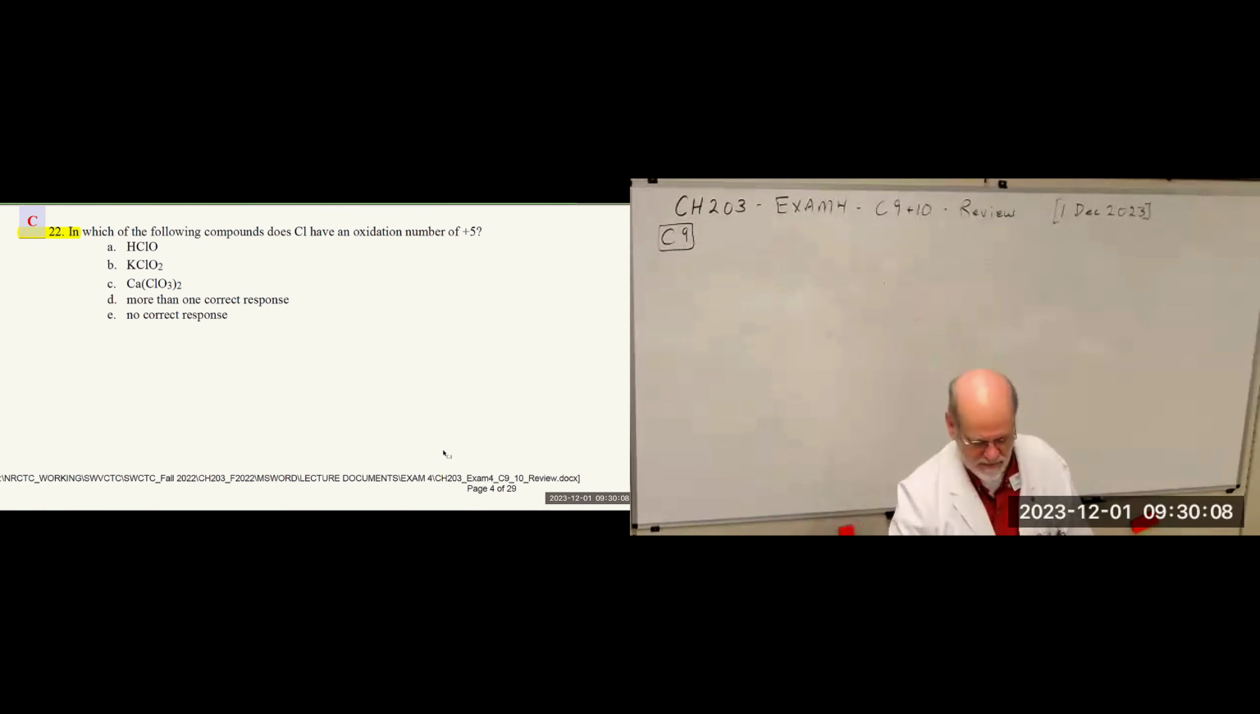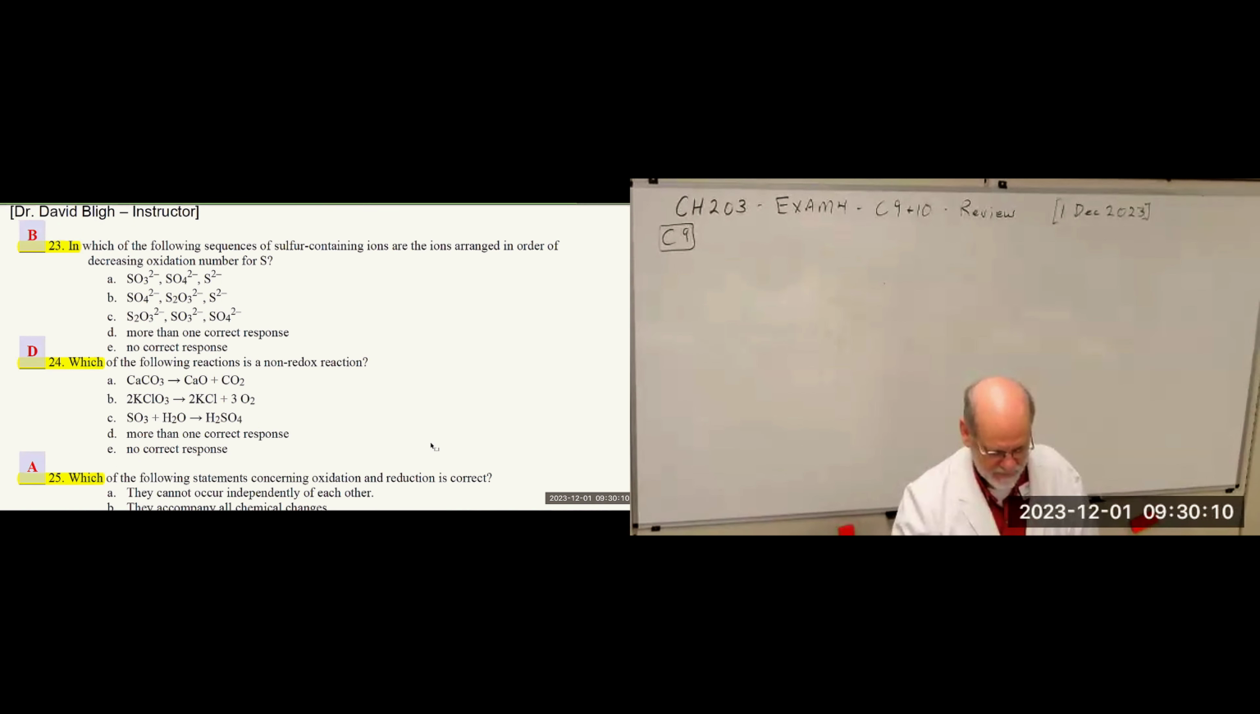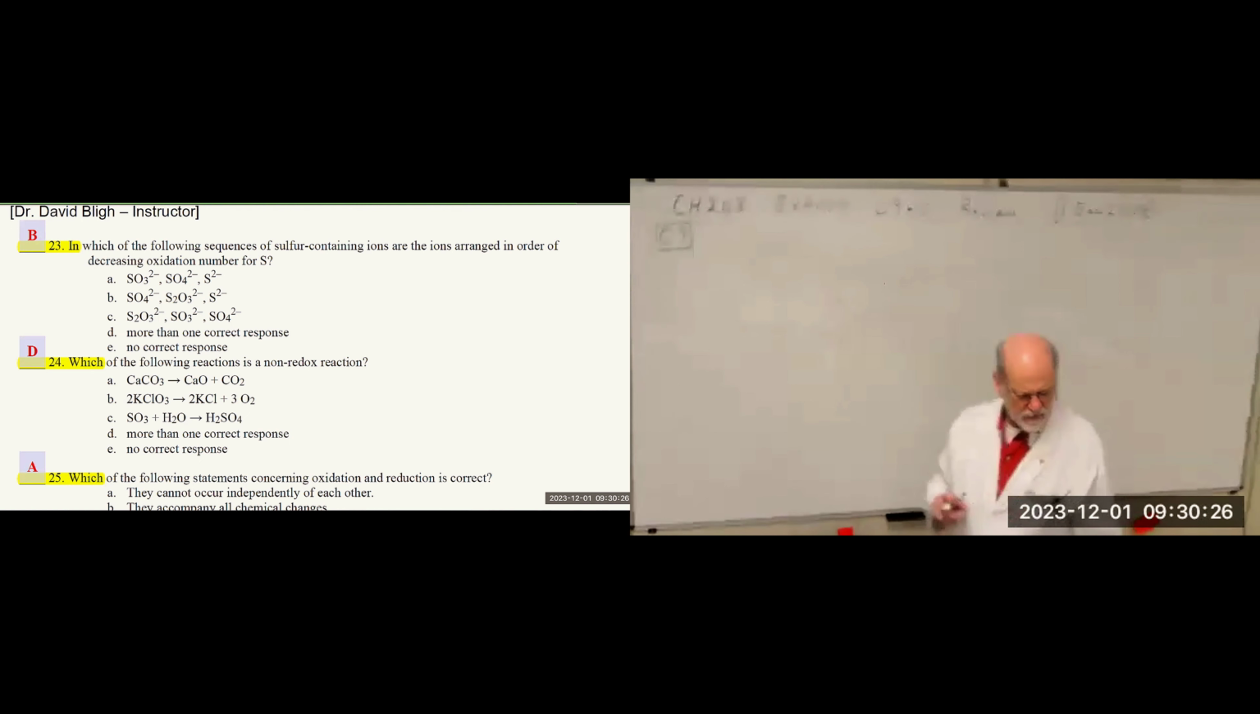All right. I think this whole page is yellowed. In which of the following sequences are the sulfur-containing ions arranged in order of decreasing oxidation number for sulfur? All right, so which ones do we have?